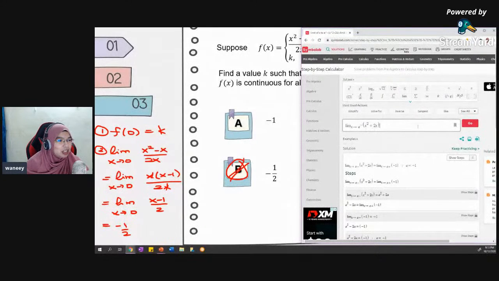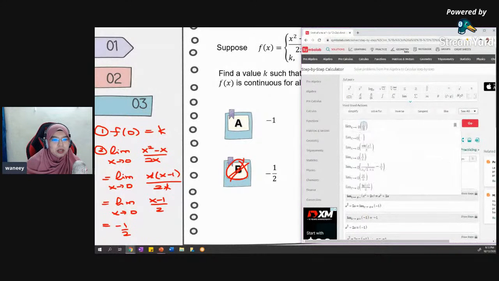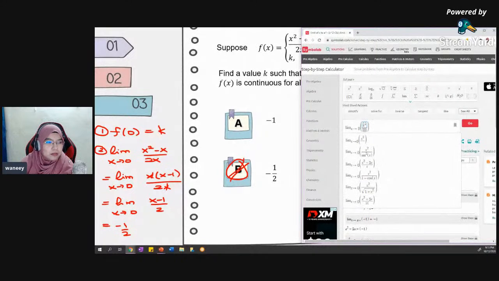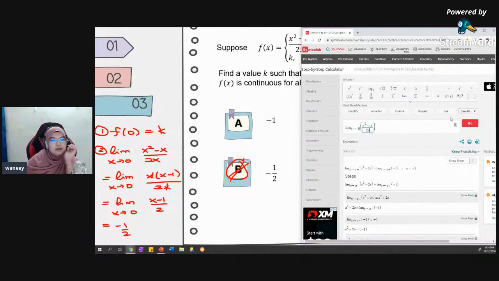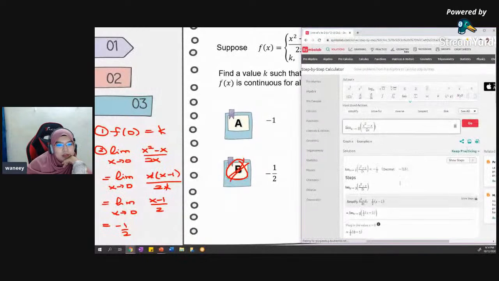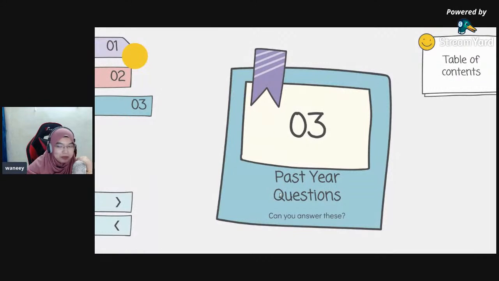Okay, function dia adalah x approaching 0. Okay, so dia adalah x square minus x over 2x. Okay, so keluarlah jawapan negatif half kat sini. Okay, so now done. Right, so these are some of the past year questions.